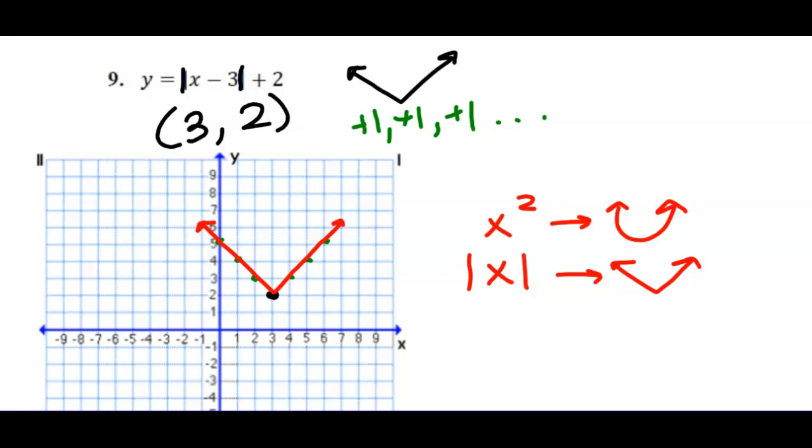Shall I write that one? Sure. If you want to. Yeah. If this is an x squared problem that's in vertex form, you should get a parabola. If it's got absolute value sticks around it, then you should get a V.